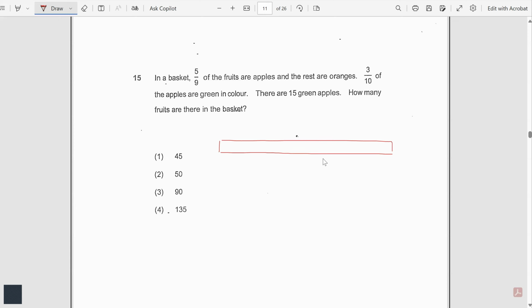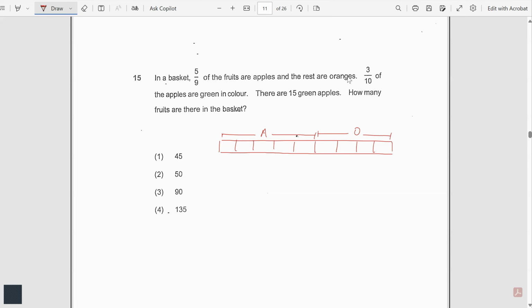Okay, so when we talk about the total, I know that there's 9 units. Out of the 9, 5 units are apples. The rest are oranges. Then we have 3/10 of the apples are green.